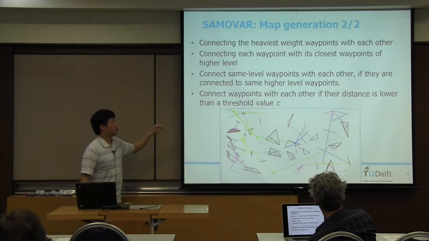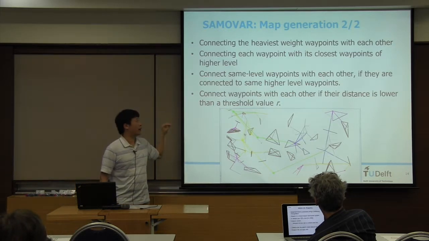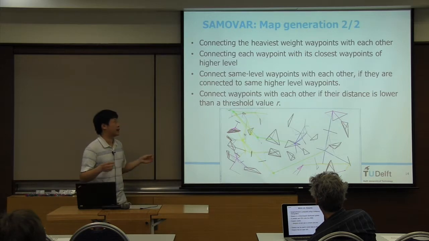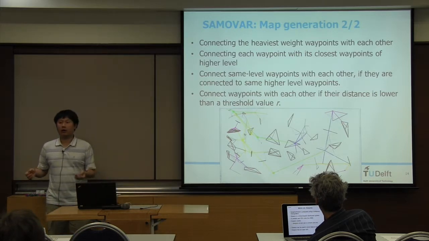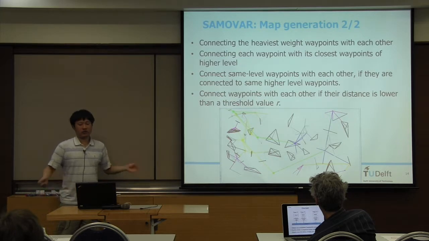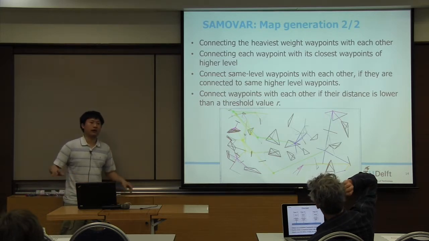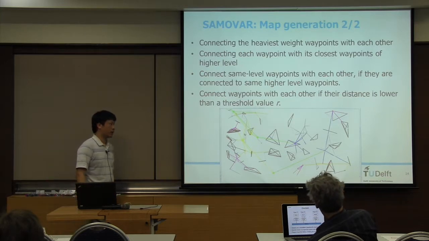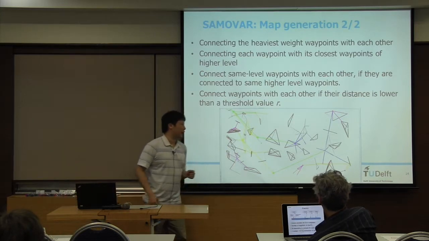And then we connect each same-level waypoint with each other if they are connected to the same higher-level waypoints. After this, we connect waypoints with each other if the distance is smaller than some threshold value. Here is an example of our generated paths.